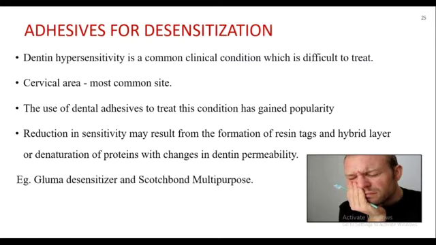Now, when you talk about the adhesives which are used for desensitization, dentine hypersensitivity is the most common clinical condition which is difficult to treat, and it is most common in the cervical areas. Mostly after a composite restoration, you will feel this type of sensitivity. So you prescribe the patient either a desensitizing agent in the form of a toothpaste, or you apply a bonding agent and then cure it. Examples are the Gluma desensitizer as well as Scotchbond Multipurpose.